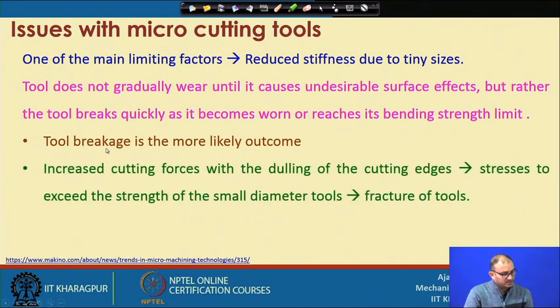So, why did this thing happen? Because when you cut with a dull cutting edge, then your cutting forces will be very high and stresses exceed the strength of the small diameter cutting tool, and then it will fracture. So, this is the reason for what is happening with the cutting tool of this particular size.